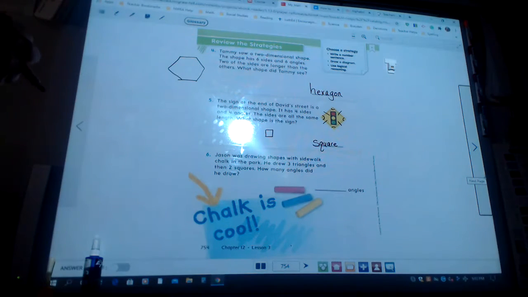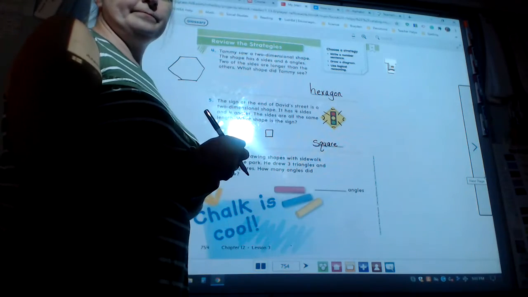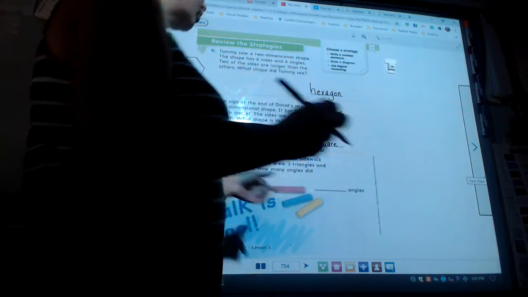Look at number 6. Jason was drawing shapes with sidewalk chalk in the park. He drew 3 triangles and then 2 squares. How many angles did he draw? Oh, we're going to have to add. But are we adding 3 and 2? Nope. Let's draw our pictures.